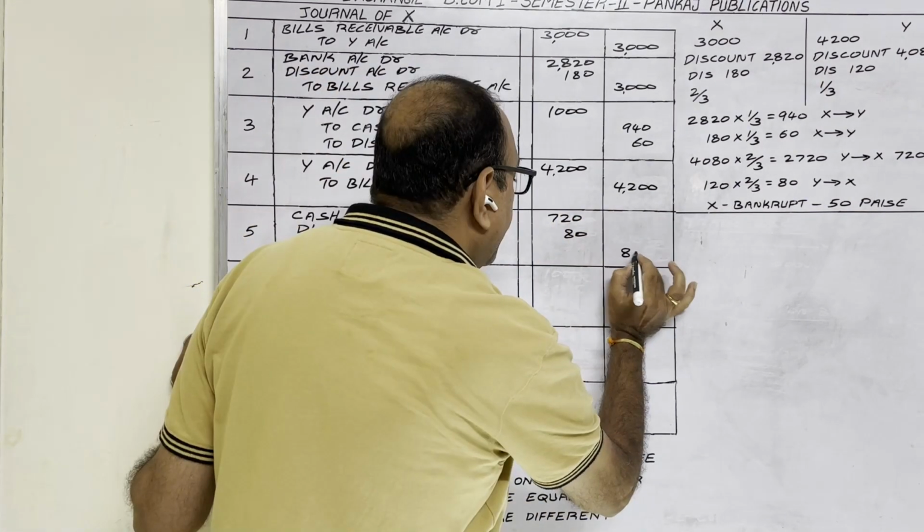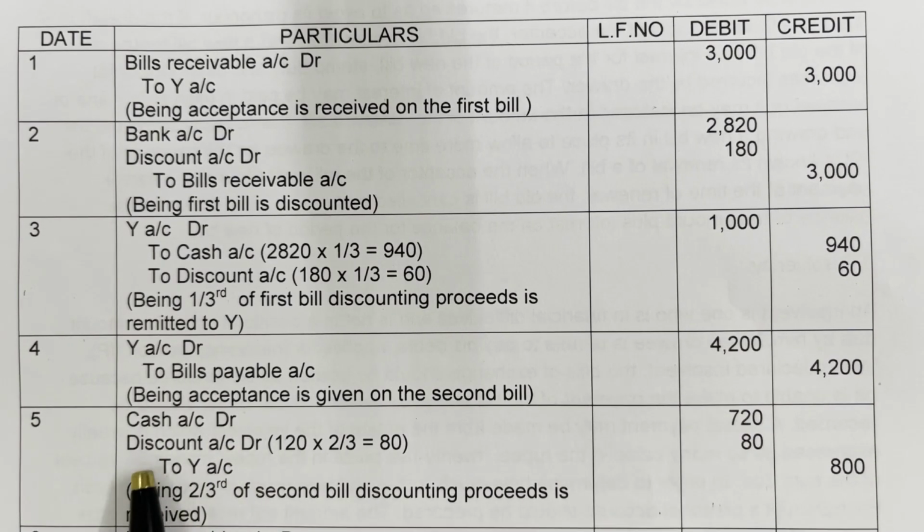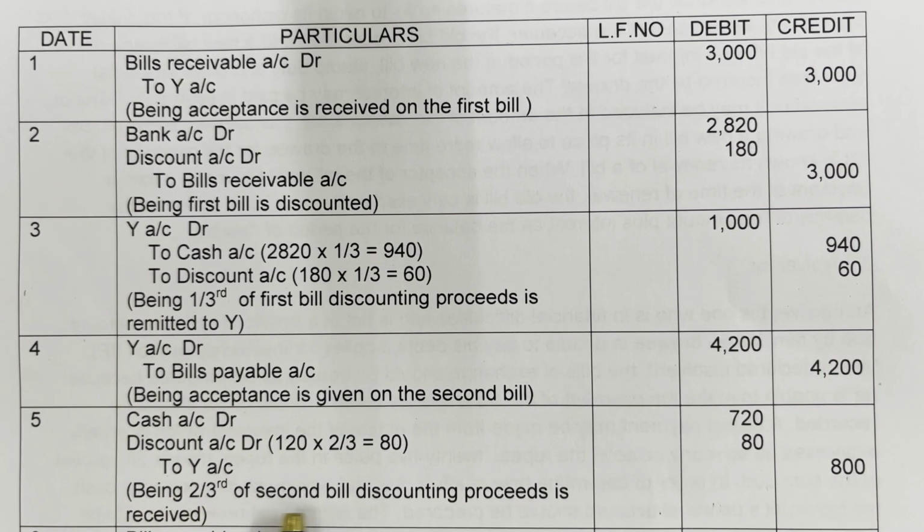Total 800 rupees. Fifth entry: cash account debit 720, discount account debit 80 rupees, to Y account 800. Being two-thirds of the second bill discounting proceeds is received.